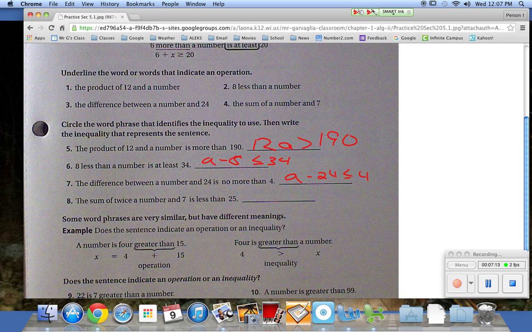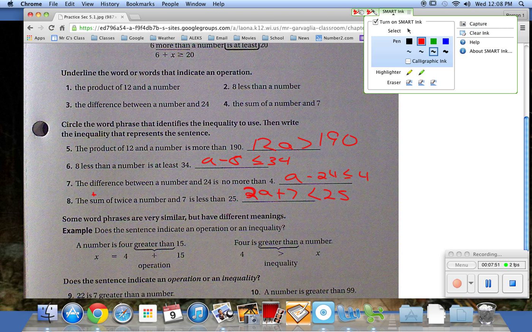The sum of twice a number and 7 is less than 25. What's twice a number? 2 times that number, so I can say 2A. And 7: the sum means we're adding, so plus 7, and this is less than 25. See how we got those? Work through them step by step.